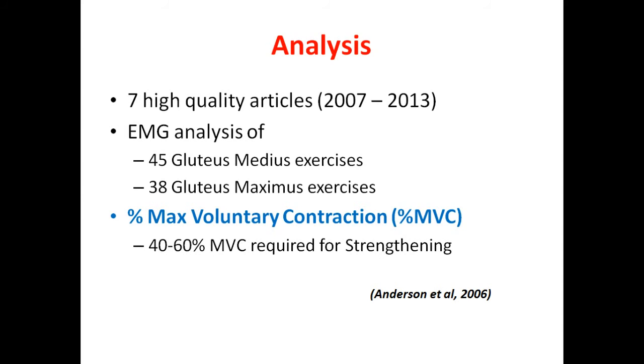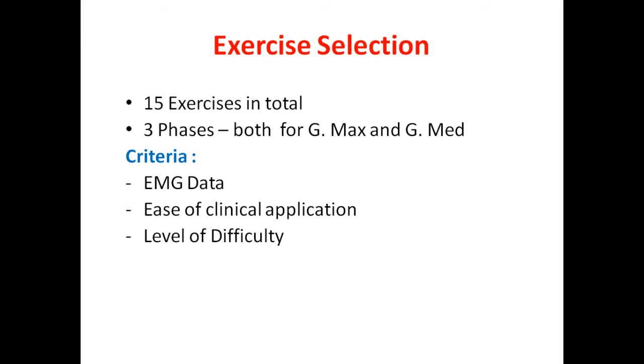Previous studies from Anderson have shown that you need at least 40 to 60% of MVC for strengthening. Less than that might not be useful for strengthening purposes. From that huge list, I have reduced it to 15 exercises purely based on the data and also the ease of clinical application. I've categorized them into 3 distinct phases based on the level of difficulty and progression which could be applicable in a clinical setting.